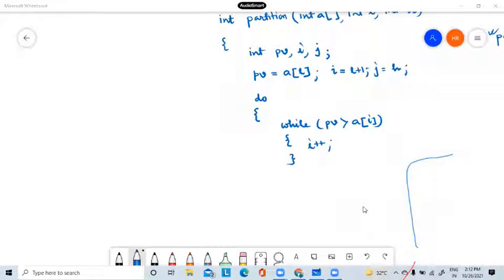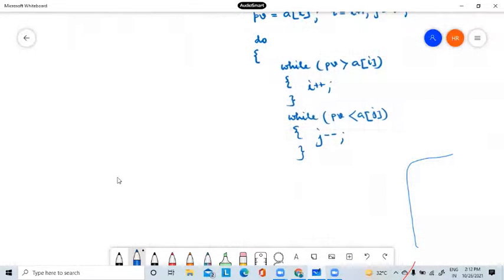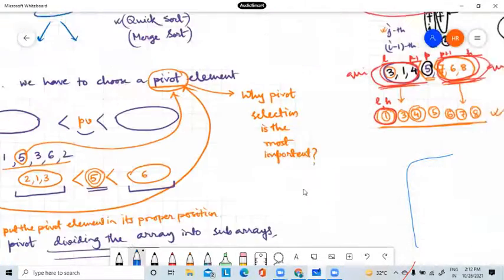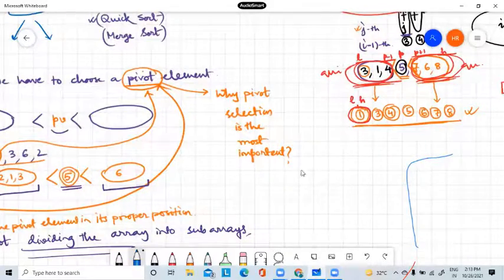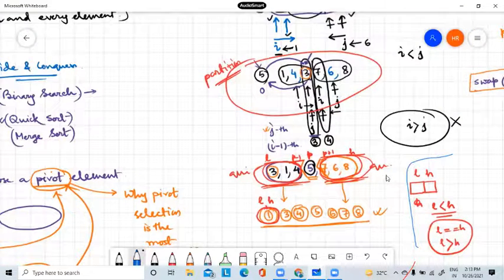This while loop is for left to right movement. When this loop stops, if pivot becomes smaller than A of j, then start the next loop for right to left movement for j. In that case, we will check if pivot is smaller than A of j, then j will be decreased, j minus minus.